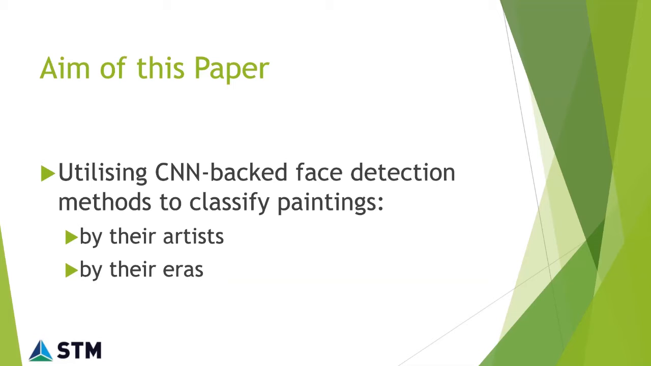The aim of this paper is to utilize convolutional neural network-backed face detection methods to classify paintings by their artists and by their eras. As you know, there are a lot of faces in paintings. Of course, there are paintings such as nature paintings, abstract paintings or modern paintings that do not have faces as well, but a large percentage of them have faces in them, portraits or other paintings that include humans. So the abundance of faces in paintings and the fact that many painters have a distinct style of painting can enable face detection and clustering methods to detect artists from the faces in their paintings. Also, the style of these faces can be used to classify the era to which the painting belongs.